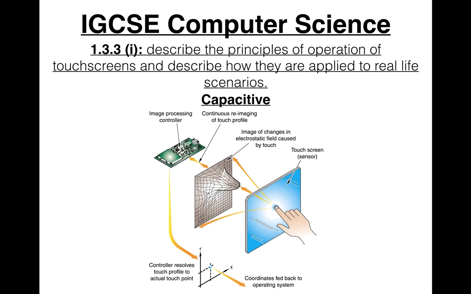So a capacitive touchscreen device looks like this. There's the microprocessor, there's the screen, and the electrostatic field caused by touching the screen, and coordinates are fed back. It's kind of like this.